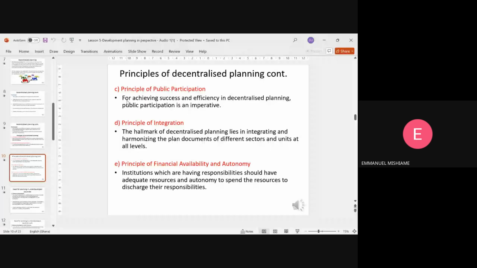What have we done so far? So far, we've looked at the definition of planning. We then came down to look at the types of development planning. We have the centralized and decentralized. With the centralized, decision making is done at the top. And then with the decentralized, some decision making authority is delegated to people at the lower level.